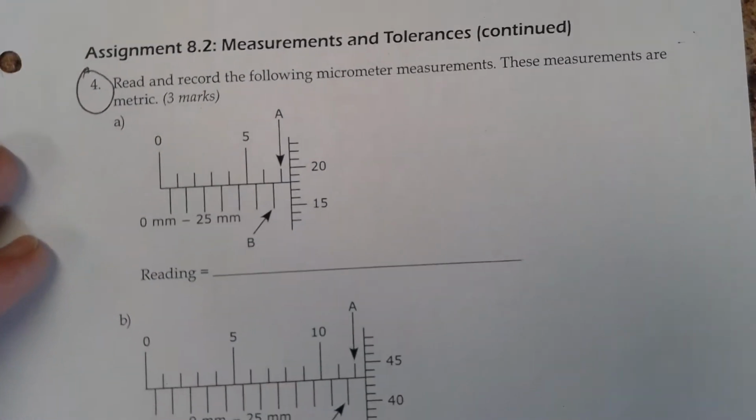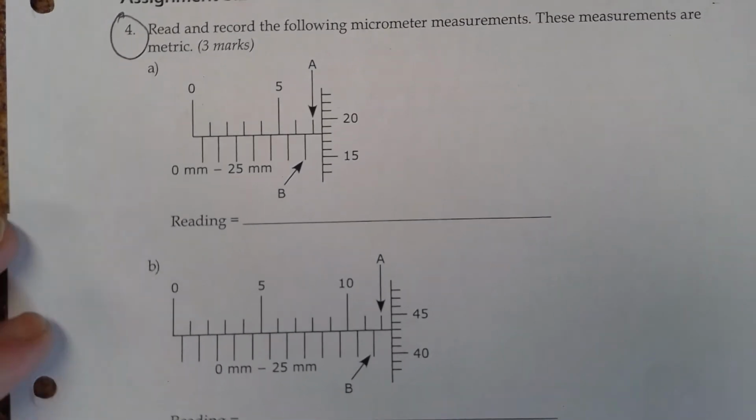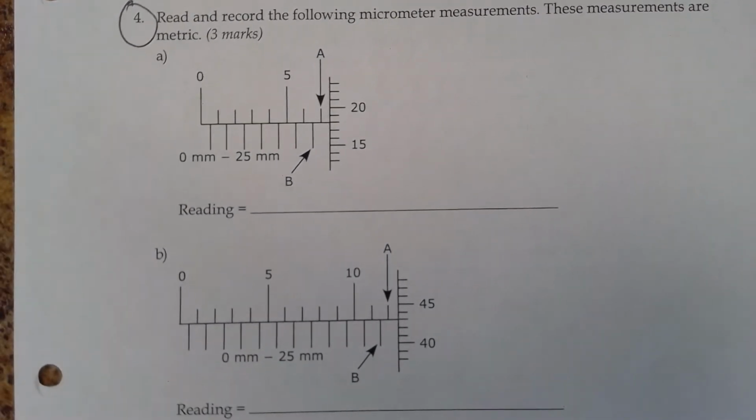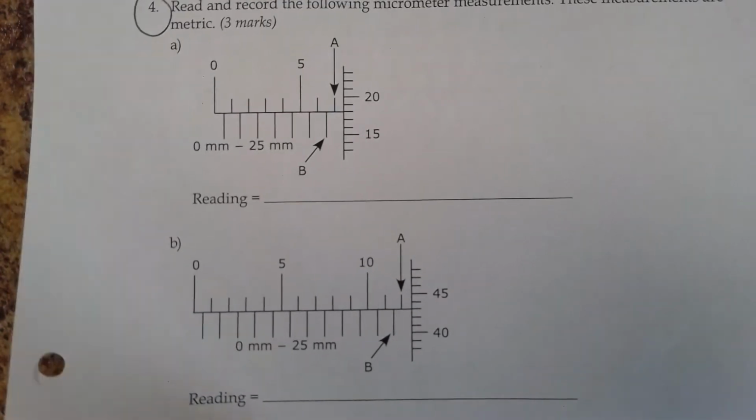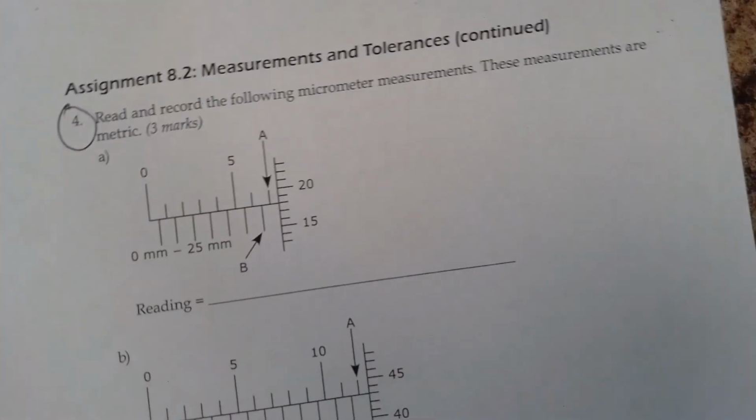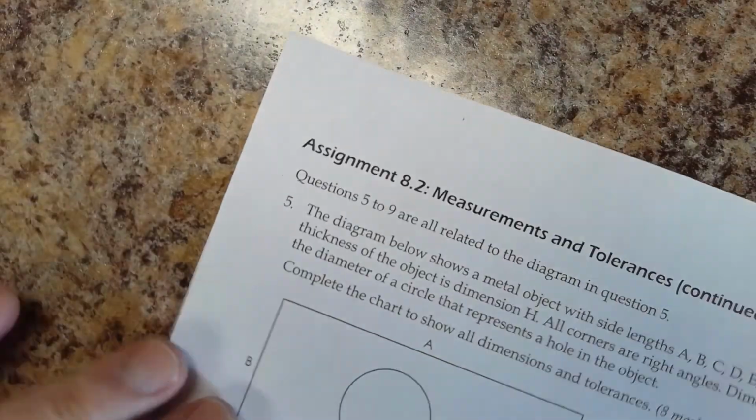Similarly, now on to number 4. You're doing micrometer measurements, A, B, and C, and once again, if you need a refresher, go back, check the lesson, and do them. All right, that brings us to number 5. This is where the skipping begins.